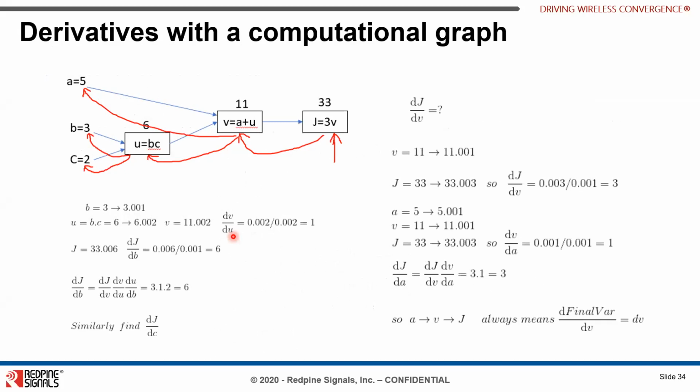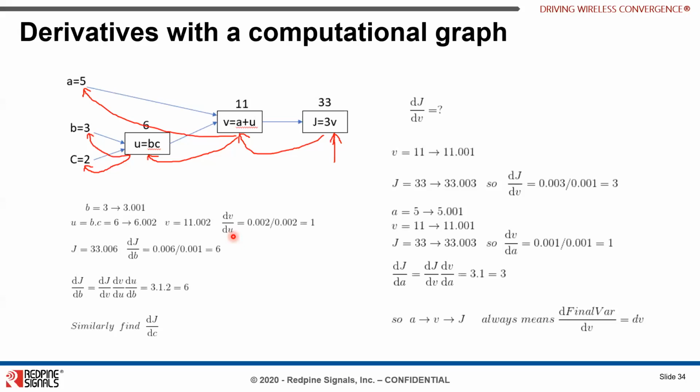This 6 is actually dj by db. Sir, we calculated this using the formula: this is 3, this is 1, 2. So what does this 6 actually represent? If I change b a little bit, by 0.001, does the j value change by 6 units, or what does it mean?